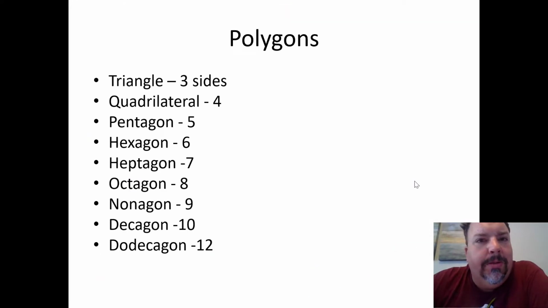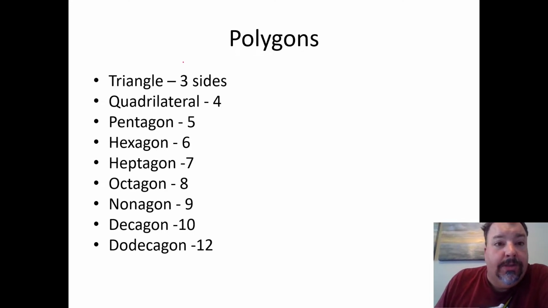Here's a list of how we label polygons based off their sides. So if it has 3 sides, we call it a triangle. If it has 4, we call it a quadrilateral. 5 sides is a pentagon. 6 sides is a hexagon. 7 is a heptagon, 8 is an octagon, 9 is a nonagon, 10 is a decagon, 12 is a dodecagon.